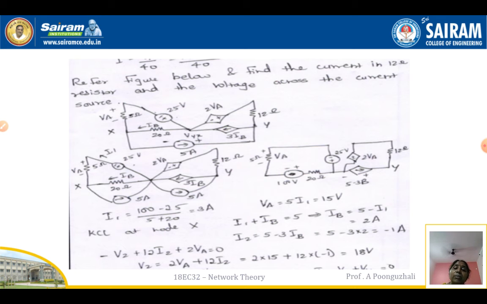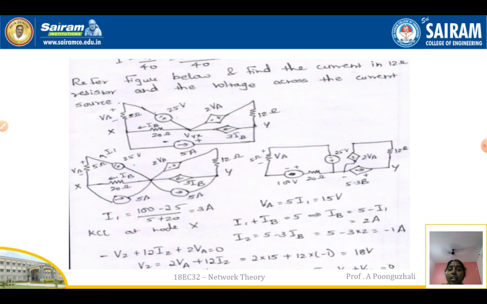This is your current source in parallel with your resistance, converted to a voltage source. This is your arrow mark, so this should be a plus and this should be a minus. So 100 volts, 20 ohms. Similarly here it is going to be 5 minus 3IB. These two are current sources, both in opposite direction, so I will have the addition as 5 minus 3IB there. Then you are going to have your resistance and voltage source here. So if I redraw the circuit, this is going to be the circuit there.